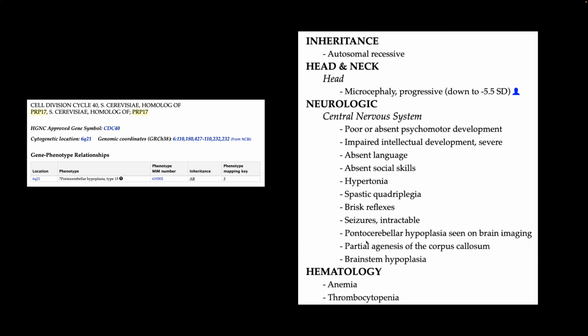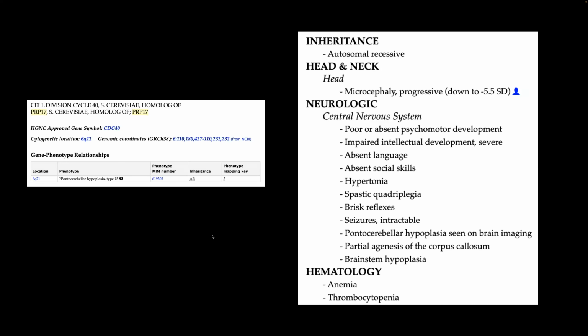Imaging wise, at least the child has pontocerebellar hypoplasia. Corpus callosum abnormalities can be seen, brainstem hypoplasia can be seen. Any idea of hematological abnormalities, anemia, thrombocytopenia? No, he doesn't have. And it is autosomal recessive, but was it a heterozygous hit? It was a heterozygous hit, sir. So we don't have a complete answer. It was just a heterozygous hit. So we don't have a genetic answer.